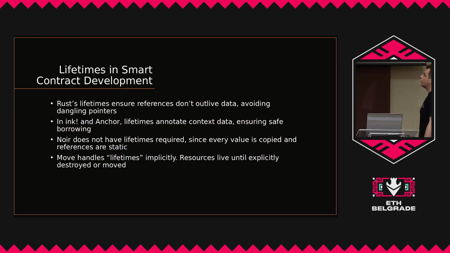Lifetimes in Rust-based smart contract development are really important because they ensure references don't outlive the data and there are no dangling pointers. In ink and Anchor, lifetimes annotate only context data to ensure safe borrowing. Noir does not have lifetimes, as we mentioned, because every value is copied and all the references are static. Move handles lifetimes implicitly because every object lives until we destroy it or move it.